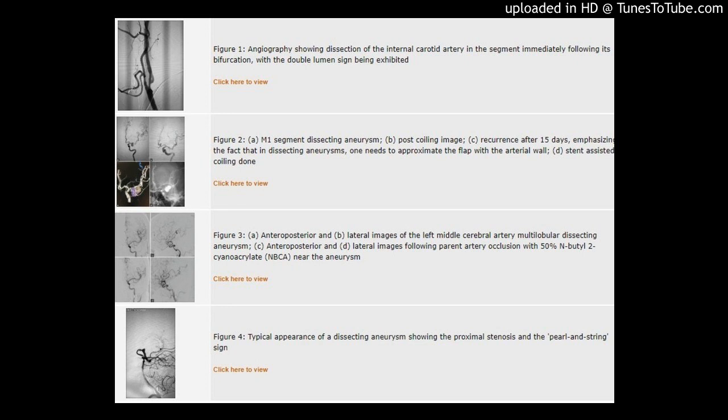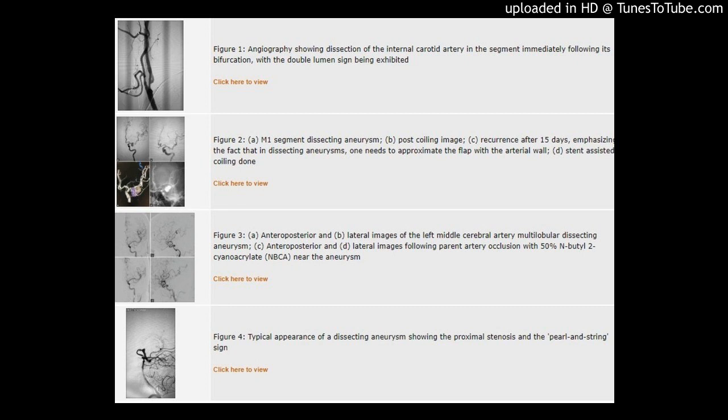Intradural dissections of M1 segment of the MCA and basilar artery may be associated with occlusion of perforators causing ischemia in their respective territories. The MCA seems to be the most common location, accounting for about 41%, followed by the vertebro-basilar arteries in 23%, the internal carotid artery in 21%, and the anterior cerebral artery in 13% of the cases, respectively.